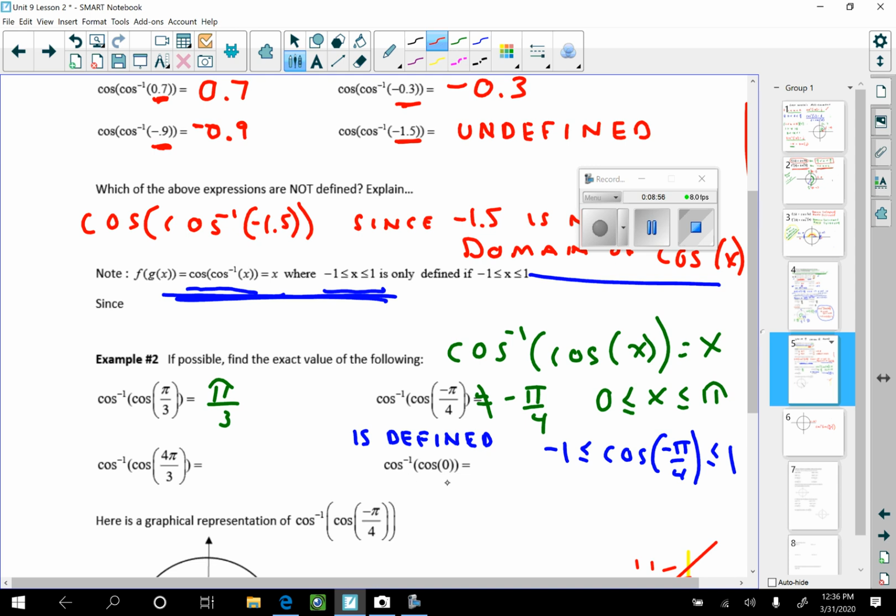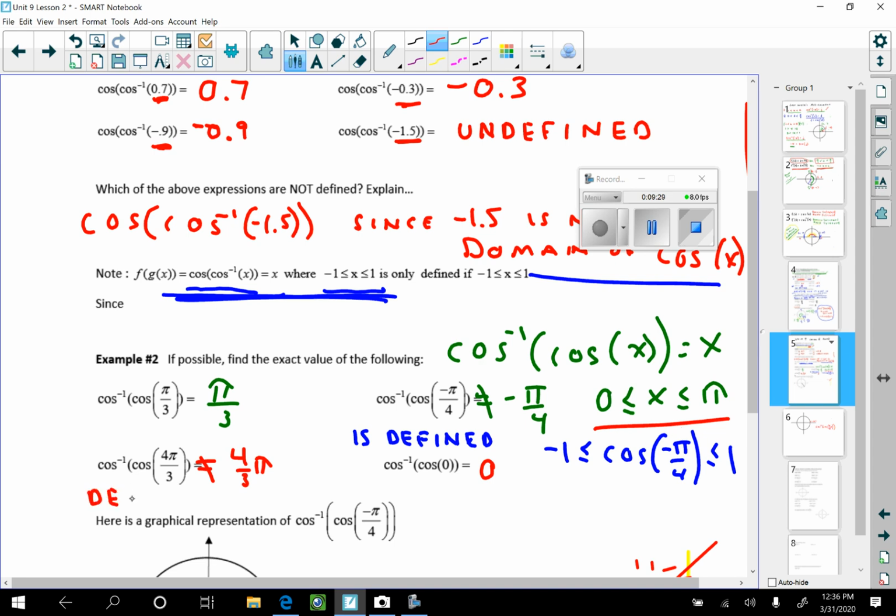Okay, so let's do inverse cosine of cosine of 0. I check, is 0 between 0 and pi? It is. So that's simply equal to 0. And let's do 4/3 pi. Is 4/3 pi between 0 and pi? It is not, so this does not equal 4/3 pi, because 4/3 pi is not between 0 and pi. But it is indeed defined.